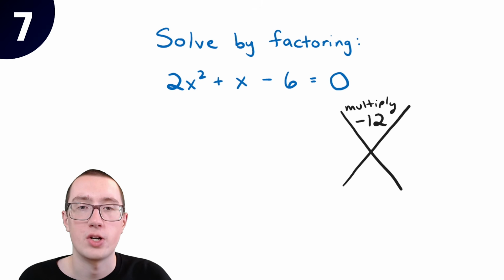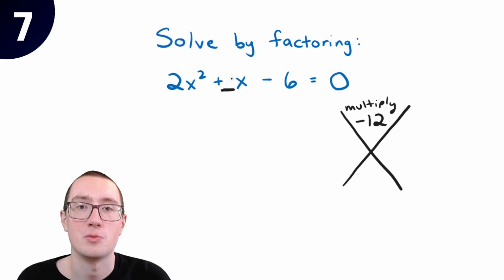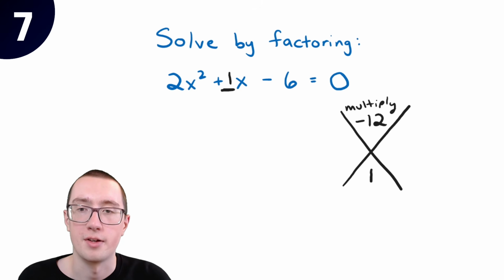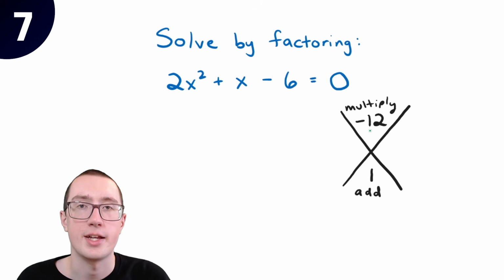But for now, we need to figure out the number that's at the bottom of our x. And that's going to be the number that's in front of x. But there is no number in front of x. But remember, that just means that there's an invisible 1. So at the bottom of our x, we're going to put 1. And this is the number that we're trying to add to. So we need to find 2 numbers that multiply to negative 12 and add to 1.